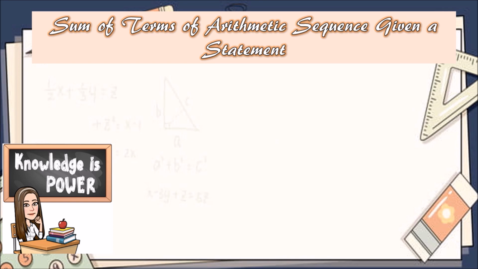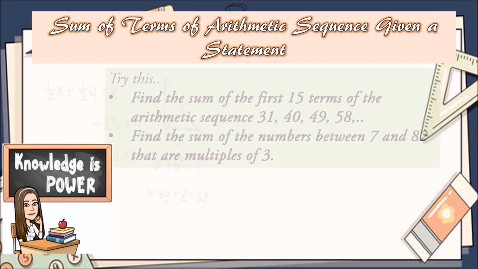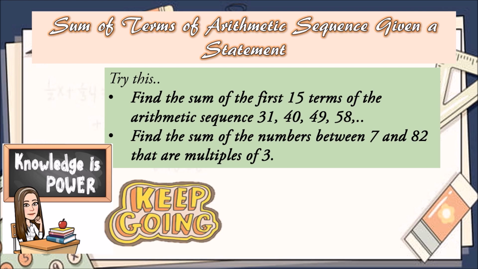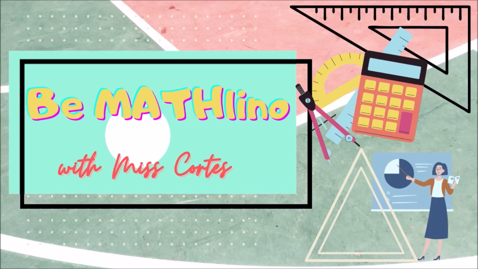Now, take note that knowledge is power. So try this. Find the sum of the first 15 terms of the arithmetic sequence 31, 40, 49, 58, and so on and so forth. Next, find the sum of the numbers between 7 and 82 that are multiples of 3. Keep going!